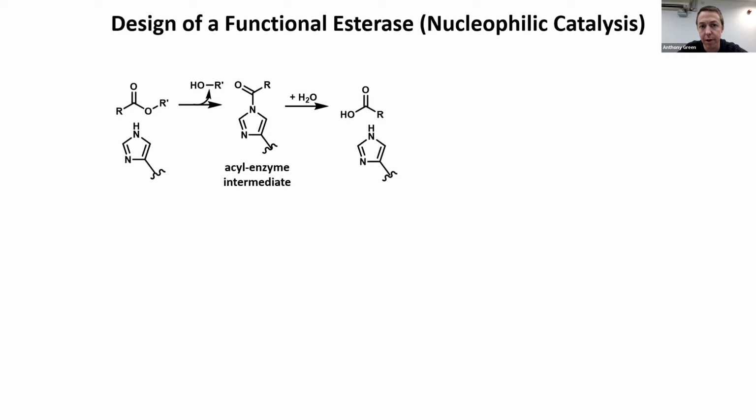nucleophilic residues into proteins. And so we can develop proteins that have really reactive histidine or serine or cysteine nucleophiles and get to these acyl enzyme intermediates. The problem in all cases so far, though, is that it's not been possible to turn over these intermediates. And so the energy demands on this second step have been too high.